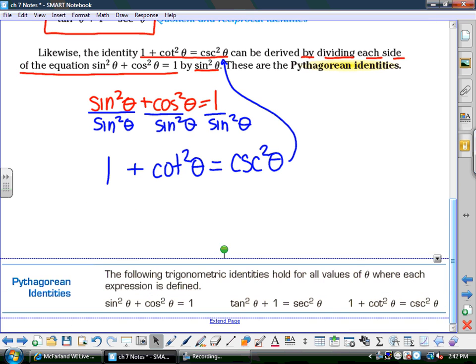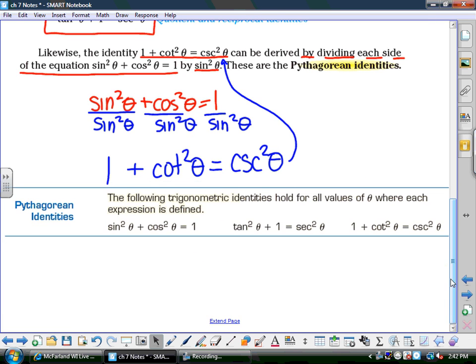Now we've figured out the 3 Pythagorean identities. These are identities that you need to have memorized for your Chapter 7 test. And as long as you can remember the first one, sine squared plus cosine squared equals 1, you can get the other 2 by just dividing everything by sine squared or dividing everything by cosine squared. So you don't really need to memorize all 3. You can memorize 1 and then just be able to use that 1 to get the other 2.